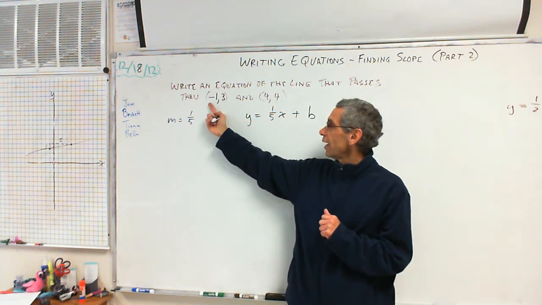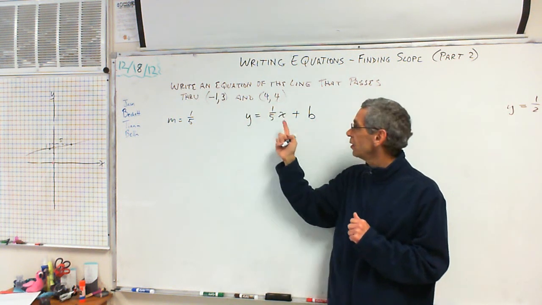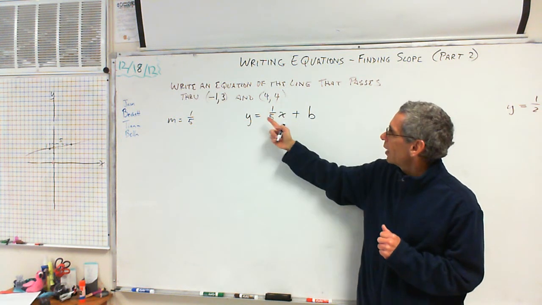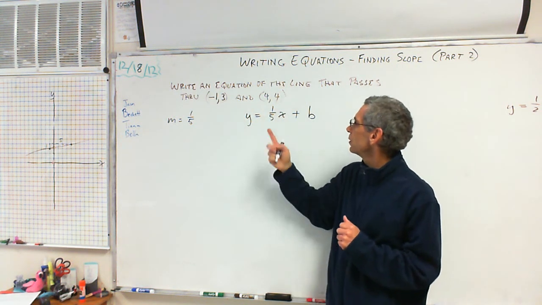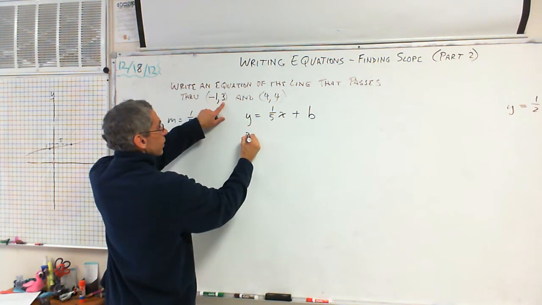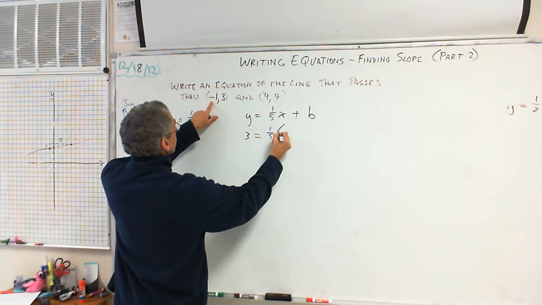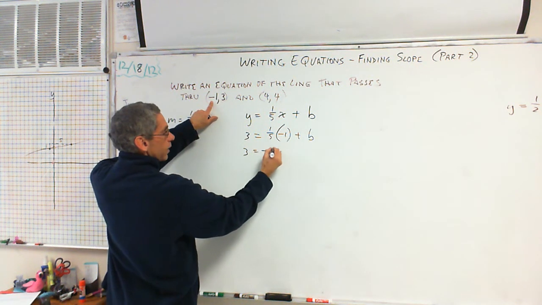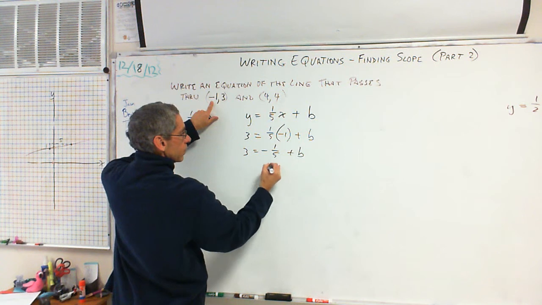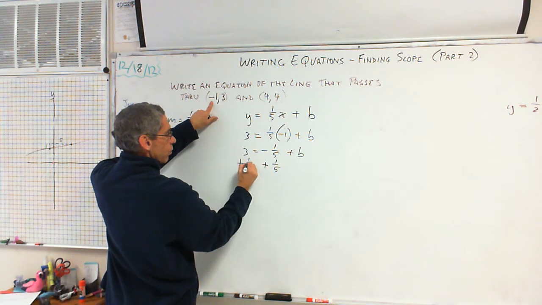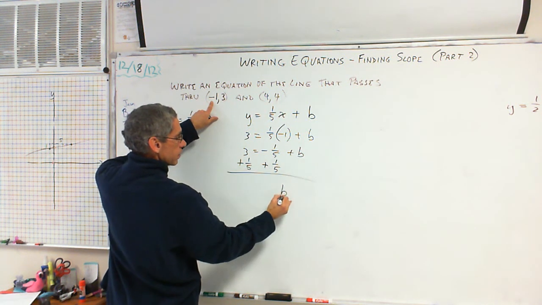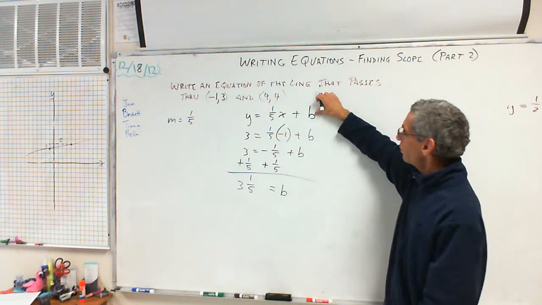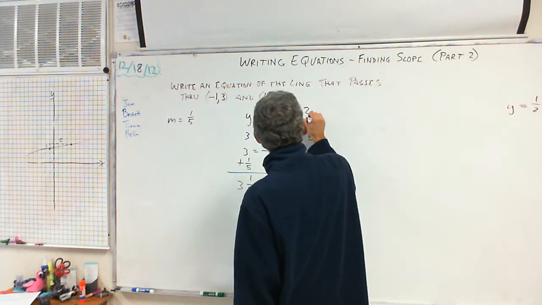What did I give you? I gave you an x and a y here, and an x and a y here. So I could actually plug these in. I'll just do x, that would be really easy: 1/5 times negative 1. So 3 is equal to 1/5 times negative 1 plus b. That is 3 equals negative 1/5 plus b. I'm going to add 1/5, so b is equal to 3 and 1/5. So now I know my equation. Instead of b, I can put 3 and 1/5.